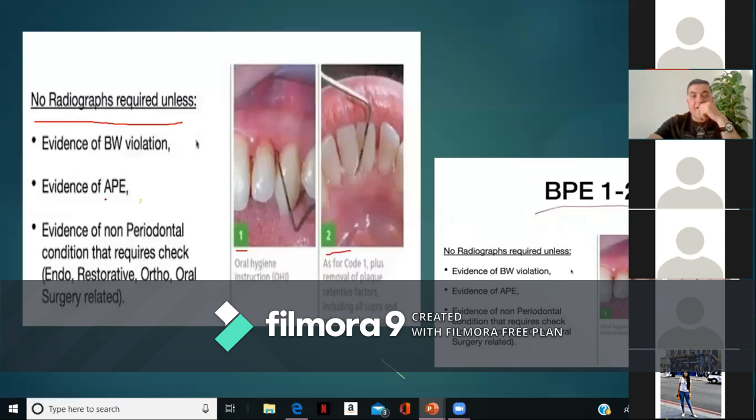Okay, for score 1 and score 2, we don't need X-ray here. No radiographs are required, unless there is evidence from bite wings, or we need a detailed or advanced periodontal examination, or there is something wrong, a problem with endo or a problem with the restorative. So generally speaking, for exam purposes, for score 0, 1 and 2, we don't need that.